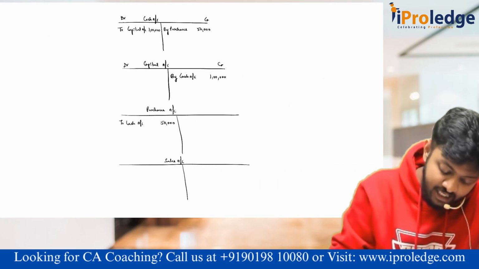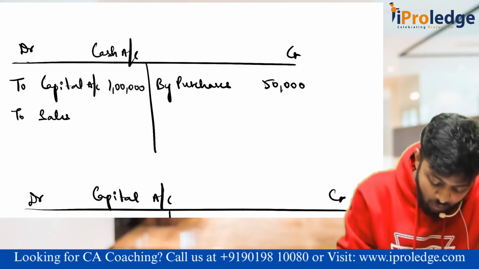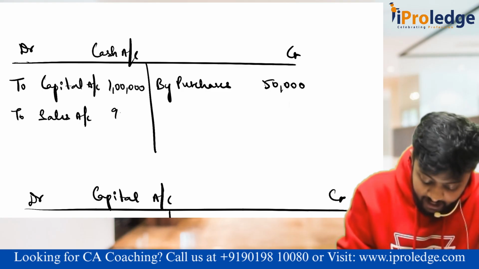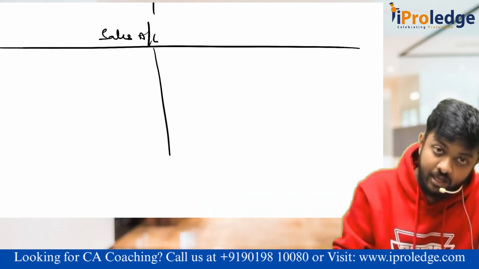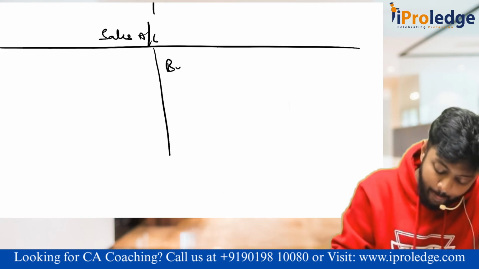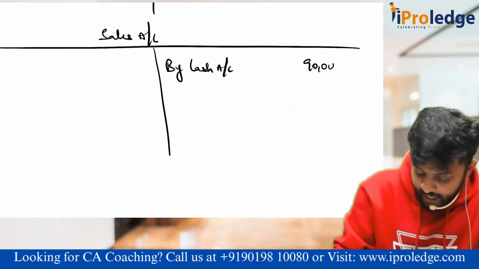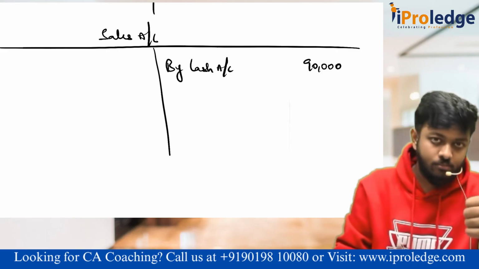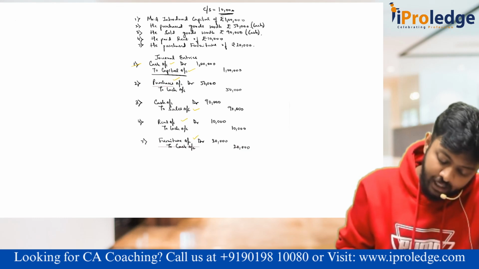Next we have sales of 90,000. So cash and sales. The cash is debited. So to sales account 90,000. So in sales account it will come in credit side because sales account is credited. So by cash account it should be 90,000. Done.